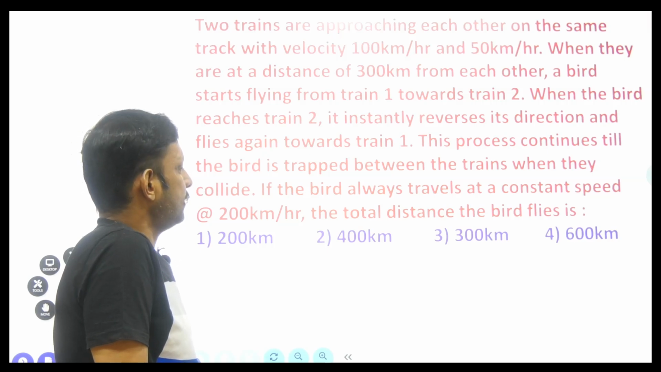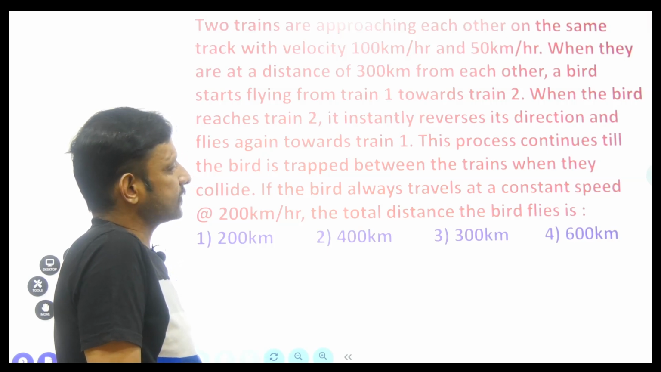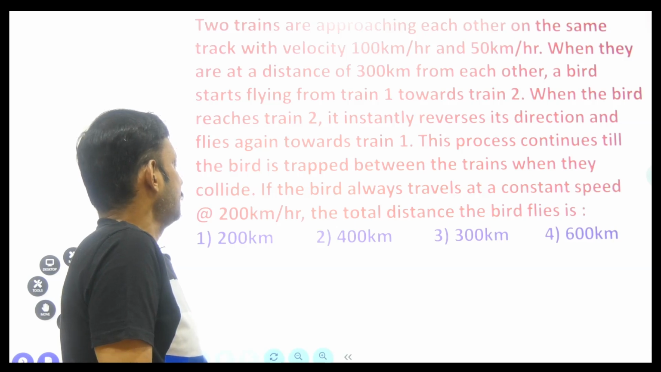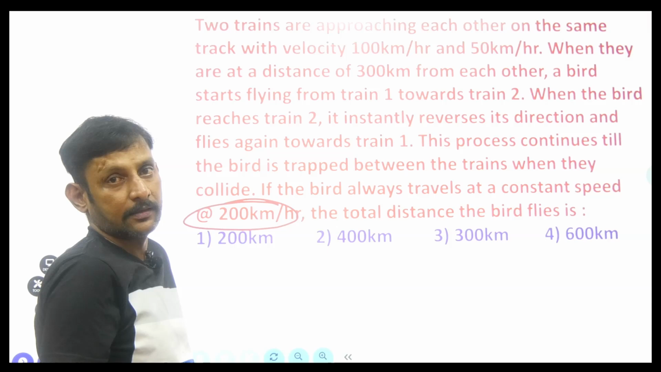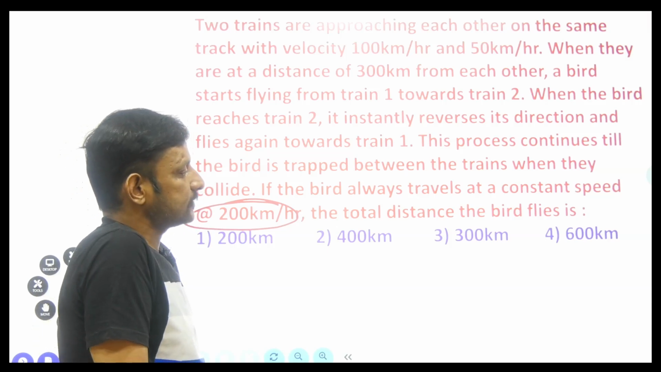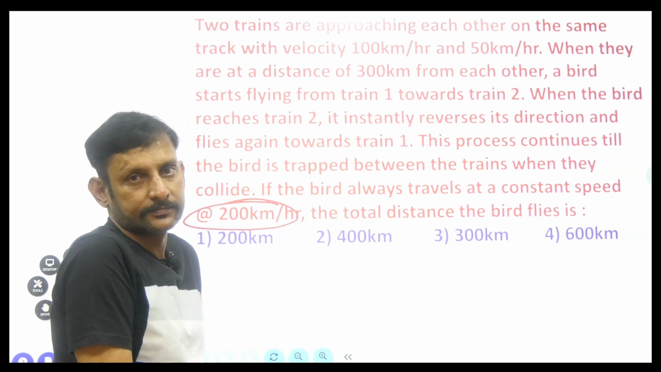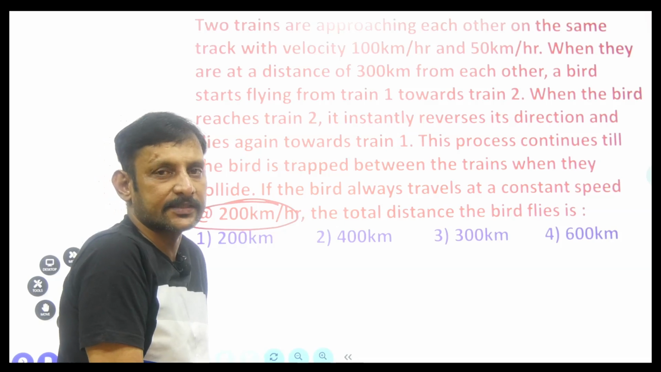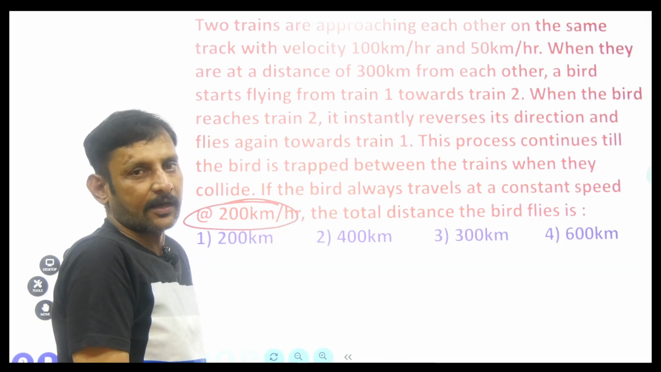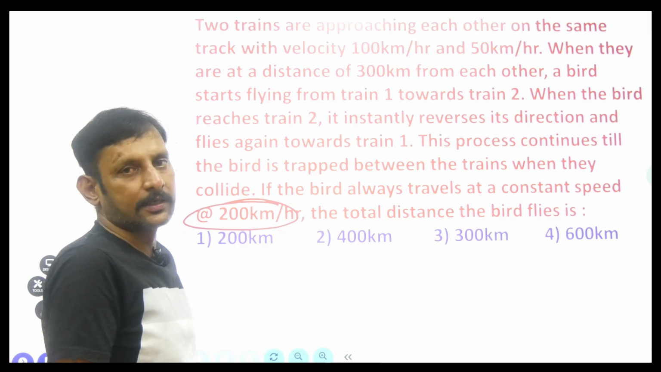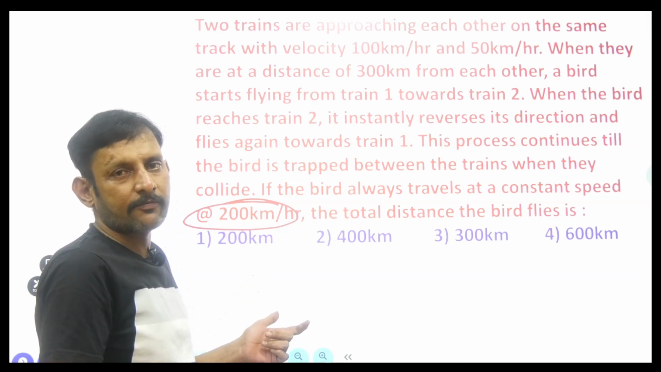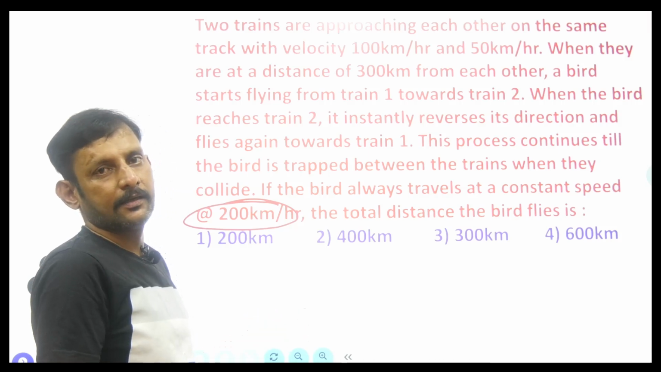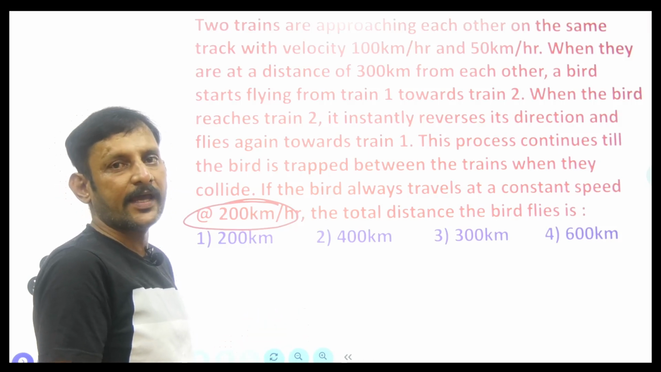When they collide, if the bird always travels at a constant speed of 200 km per hour, the total distance covered by the bird is? Okay, the meaning of that is, what is the distance covered by the bird? I know the speed of the bird is 200. Now I just want to calculate the time period. What time period does the bird fly?